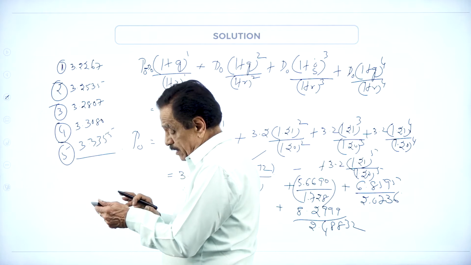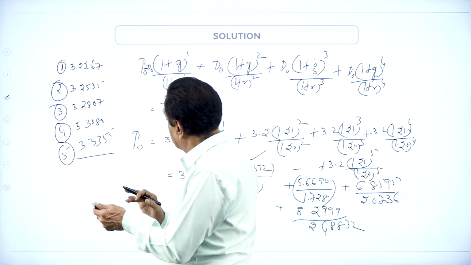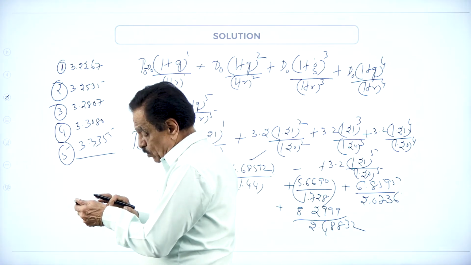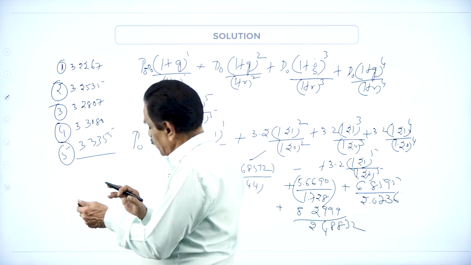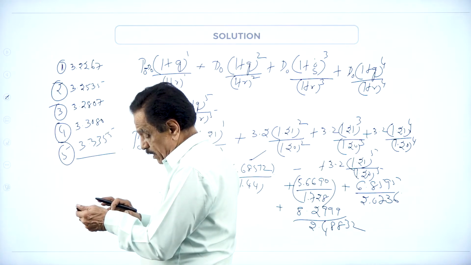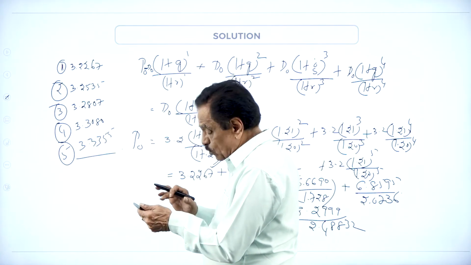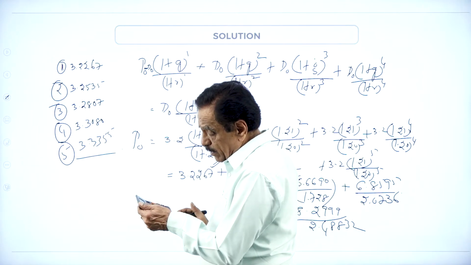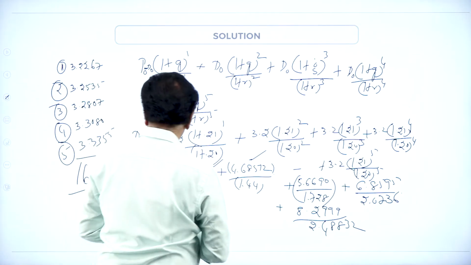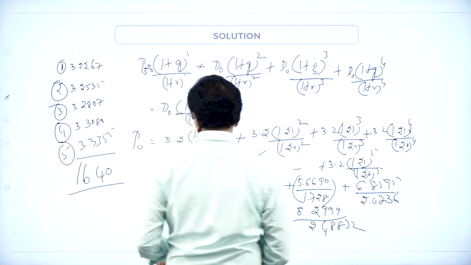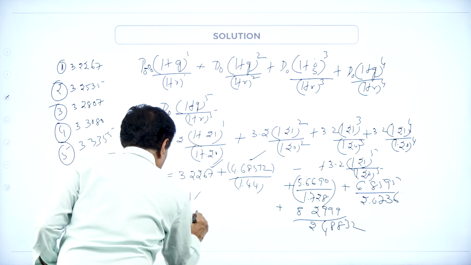3.3355 plus 3.3080 plus 3.2807 plus 3.2535 plus 3.2267, that is 16.40. So P0 is equal to 16.40.